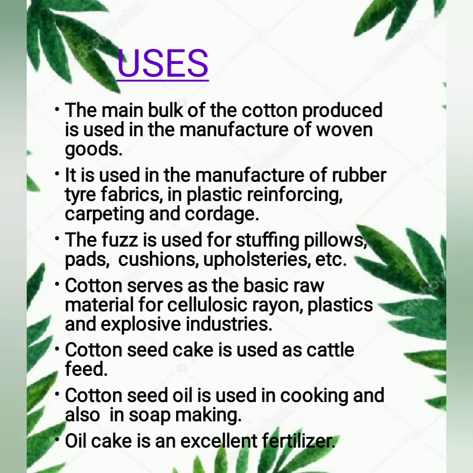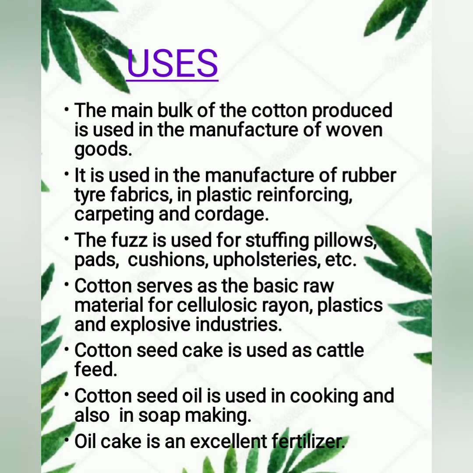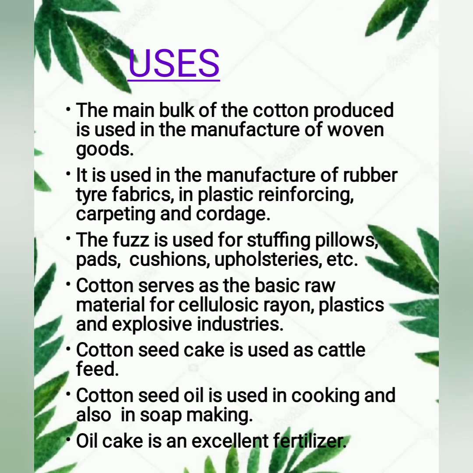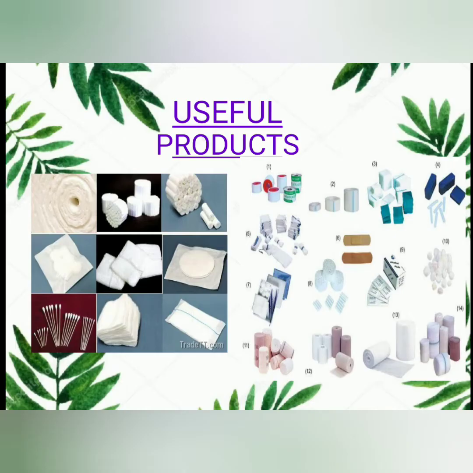Cotton serves as the basic raw material for cellulosic rayon, plastics and explosive industries. Cotton seed cake is used as cattle feed. Cotton seed oil is used in cooking and also in soap making. Oil cake is an excellent fertilizer. The next slide shows some of the useful products of cotton.